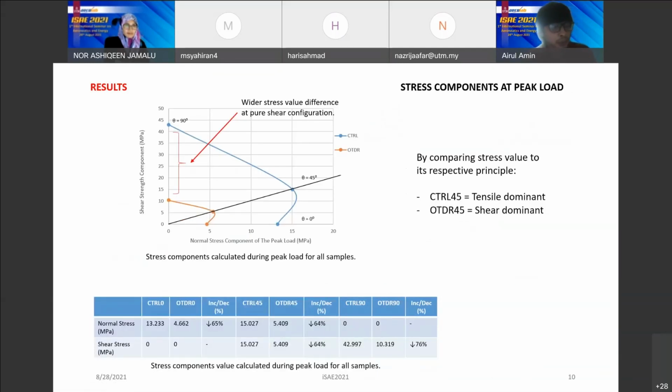The major reduction of shear properties after exposure can also be discussed by the stress components acting during peak load. As noted in the graph shown on the screen, a wider difference in stress value can be seen as the configuration moves toward the shear dominant loading configuration. The stress values and differences can be seen in the table below.